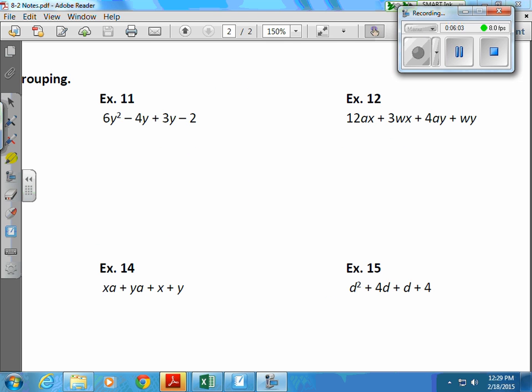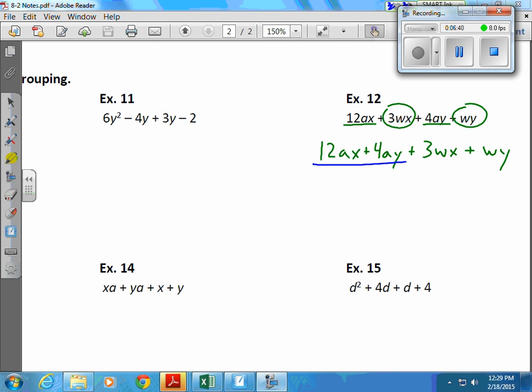Let's look at number 12. What terms have something in common? The 12ax has a lot in common with the 4ay. The 3wx has a w in common, at least, with the wy. So I'm going to rewrite it: 12ax plus the 4ay. I'm going to write those two first, followed by the 3wx plus the wy.